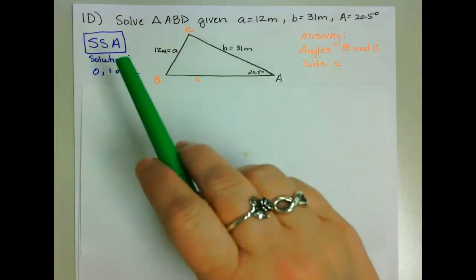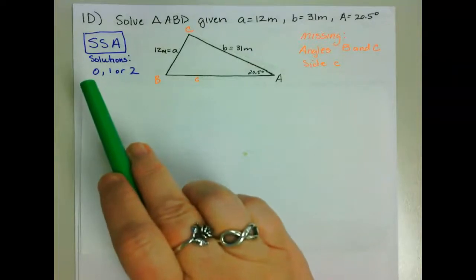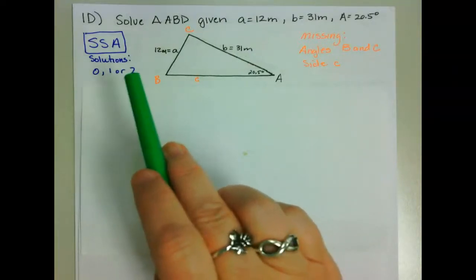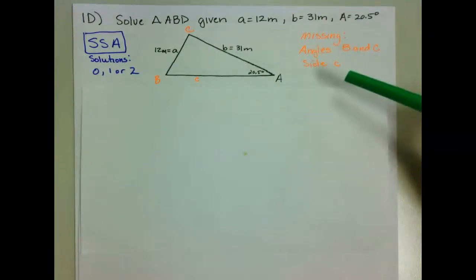So we have a side-side-angle situation. Remember, that can result in 0 solutions like what happened a moment ago, 1 solution, or 2 solutions. And when we solve the triangle, that means we need to find the missing angles B and C and side c.